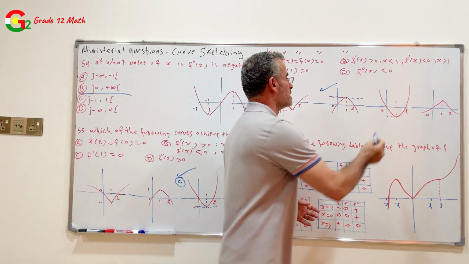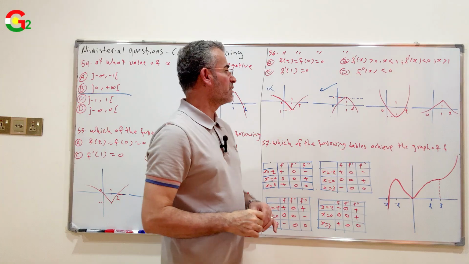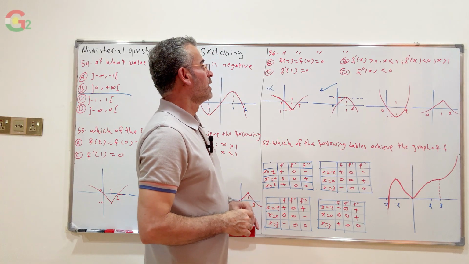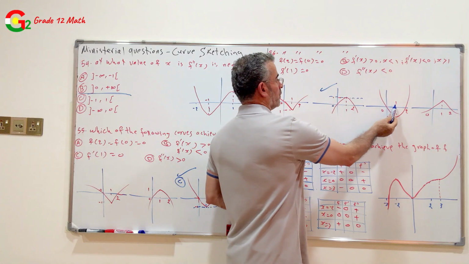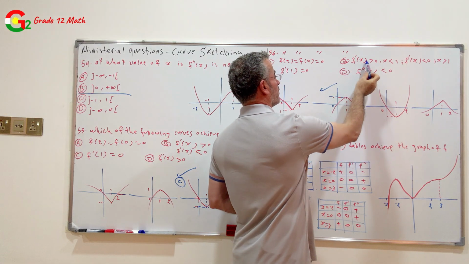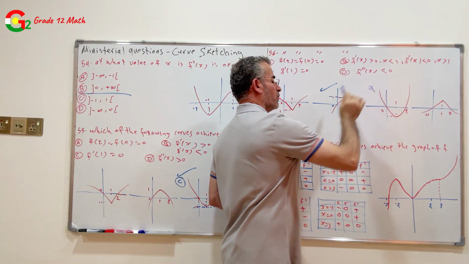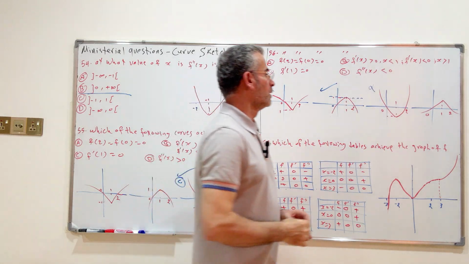Let us see C. 0 and 2 are two intercept points for the graph. The first statement is true. F prime of x greater than 0 when x less than 1. When x is less than 1, the function is decreasing. Therefore, f prime of x should be less than 0, not greater than 0. So this choice is wrong.